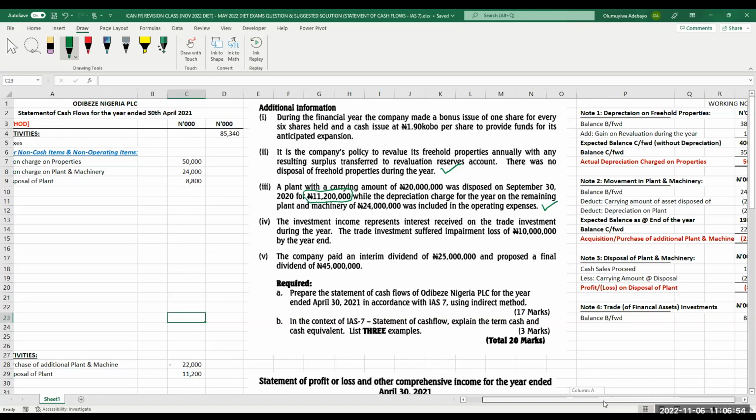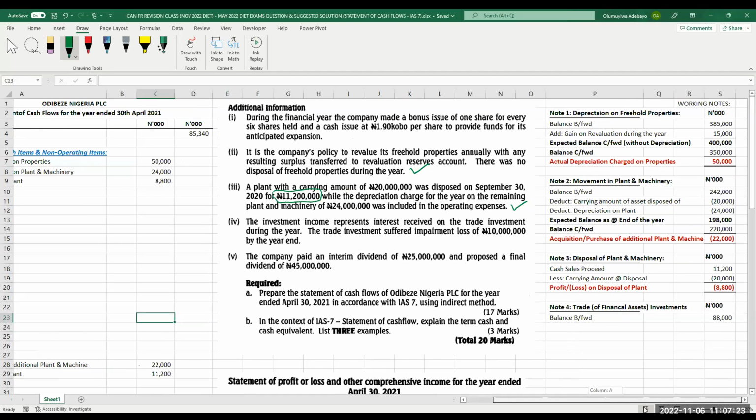Now, there's information here relating to trade investments. The investment income represents interest received on trade investment during the year. The trade investment suffered impairment loss of 10 million by year end. Okay, what then can we say about that? We come here to analyze it.